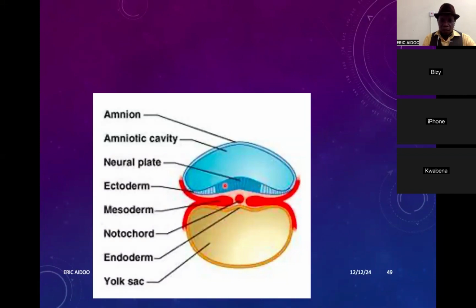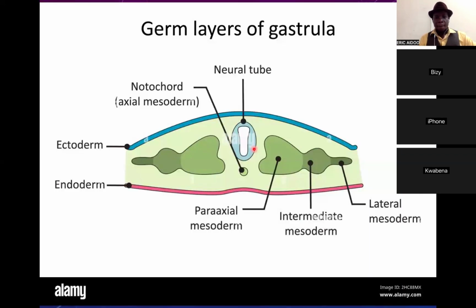Now, we will talk about neural tube formation later on, but this is the neural plate which occurs within the ectoderm. It's a thickening of the ectoderm. That is the amniotic cavity with the amniotic fluid, and that is the amniotic membrane or the amnion. All right. So the mesoderm will differentiate to form these 3 layers: paraxial mesoderm, intermediate mesoderm, and then lateral plate mesoderm.